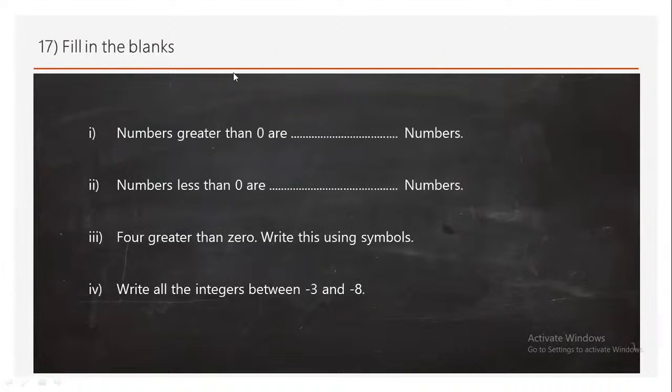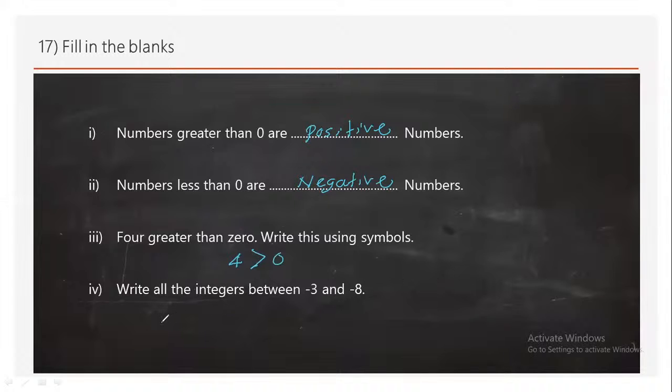Next question. Fill in the blanks. Numbers greater than 0 are, what are they? Positive. Numbers less than 0, negative. 4 greater than 0. Write this using the symbols. 4 greater than 0. We can write it like this. Even the other side we can write it now. 4 greater than 0.